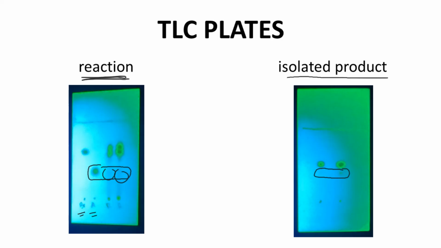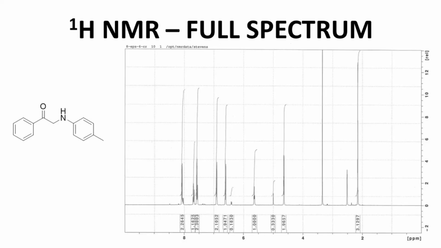Let's now move to the NMR spectrum. Here is the NMR. The spectrum looks great, but it is far from perfect. Let's first point out the NMR solvents. We have DMSO and water. We can ignore those peaks.